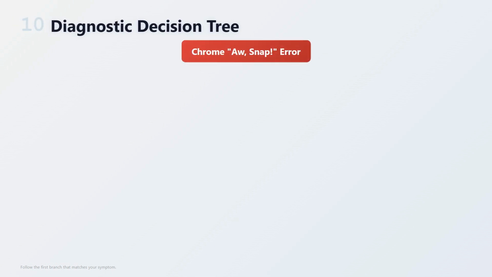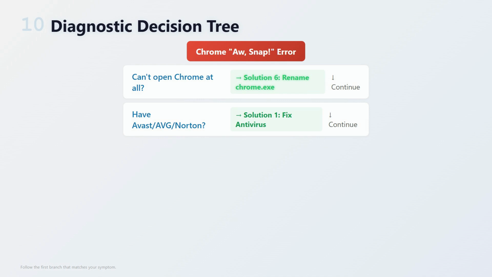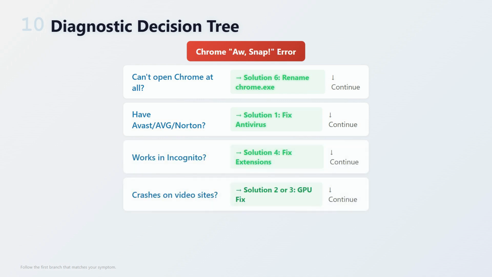Use this diagnostic flow to find your fix fast. Can't open Chrome at all? Rename chrome.exe right away. Have Avast, AVG, or Norton? Fix your antivirus first. Works in incognito? Then fix your extensions. Crashes on video sites? Change your GPU settings. Nothing else works? Reset your profile completely.